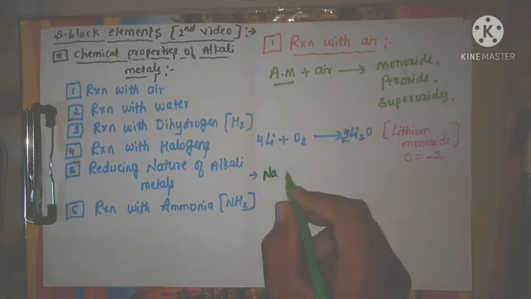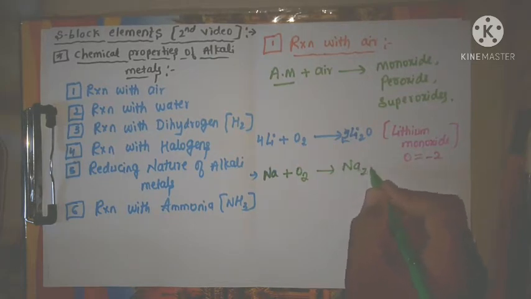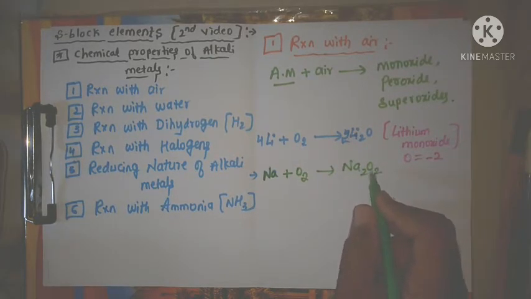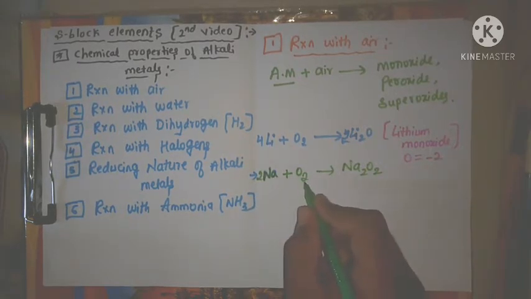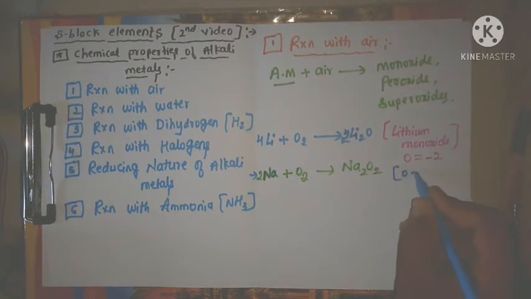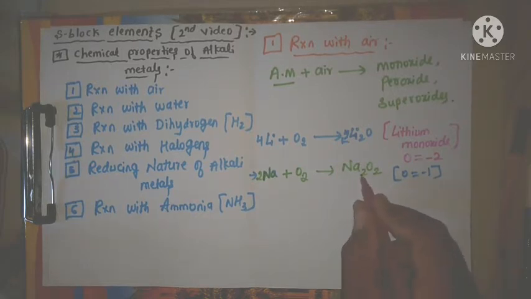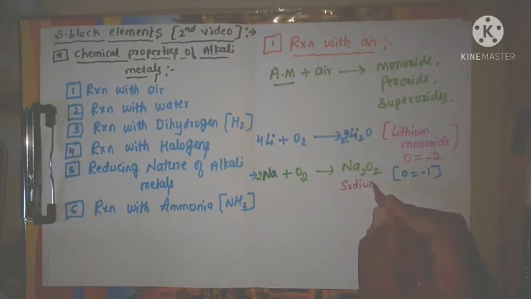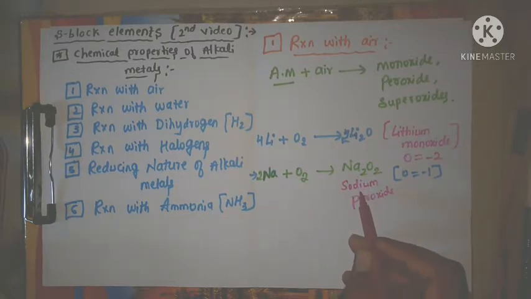If the alkali metal sodium reacts with oxygen, it will form the corresponding oxide, Na2O2. For balancing I am taking 2 here: 2 sodium atoms react with the air, that is oxygen, to form sodium oxide. But here the oxidation state of oxygen is -1. Therefore it is called sodium peroxide. Just remember, when sodium reacts with oxygen, it forms sodium peroxide.